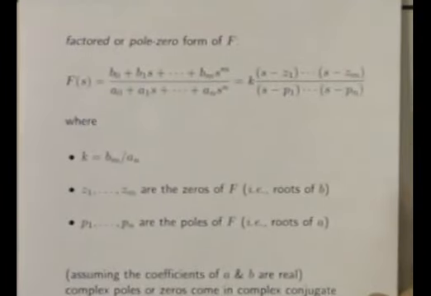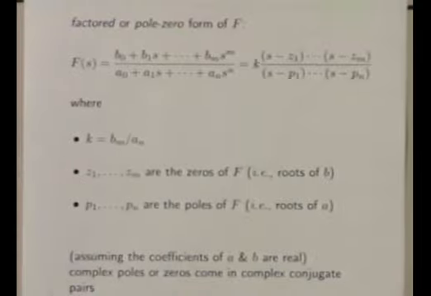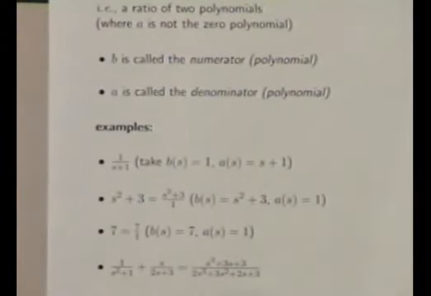Well, now, again, using what we know about polynomials, we can do all sorts of stuff. We can do the factored or pole zero form of f. Oh, there's a question. Do you have a pole at s equals infinity? Yes, people do talk about that. We won't, but people do talk about that.